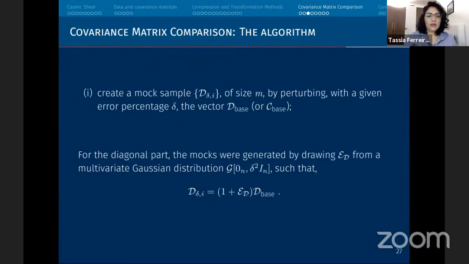And the algorithm is based on a Monte Carlo analysis. For each one, for the diagonal part, for example, we take a mock sample. We generate many mock samples of size M, where M here is your step, let's say. For Monte Carlo, you have a number of steps, and that's represented by the size of the mock sample M. We perturb it given an error percentage delta. And delta for the diagonal part is taken from a Gaussian distribution centered at 0, and if you need 5%, that's going to be your sigma.